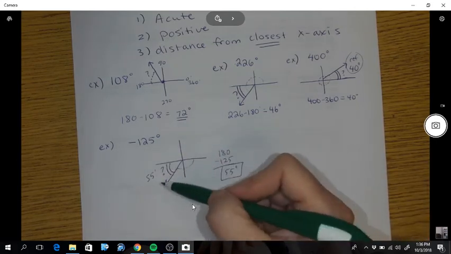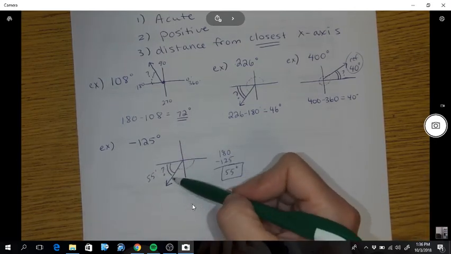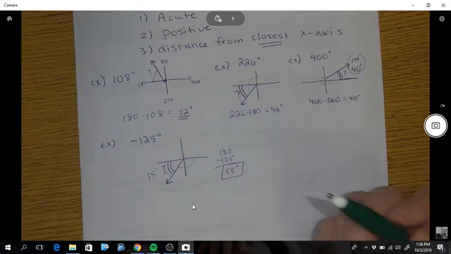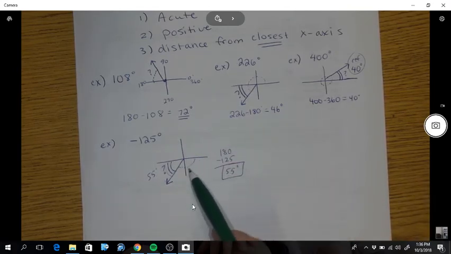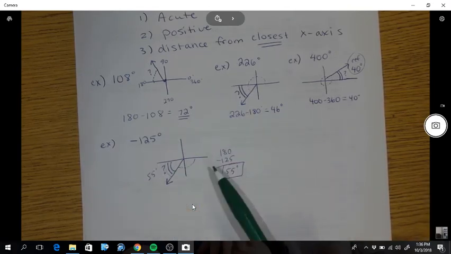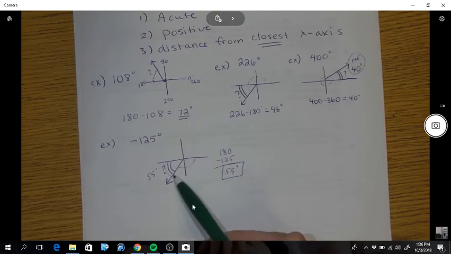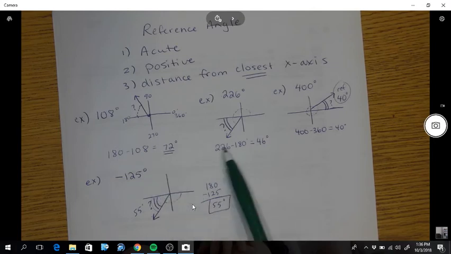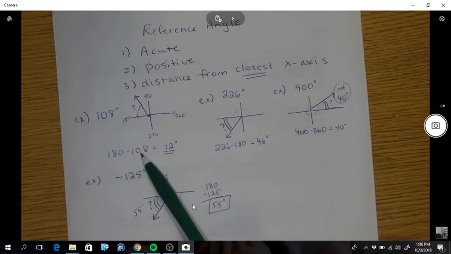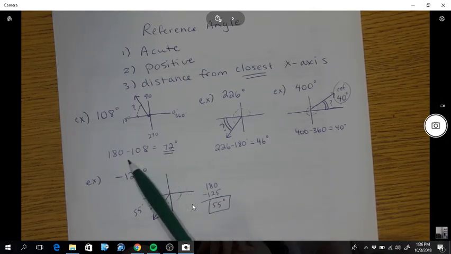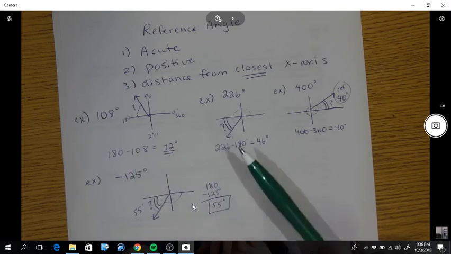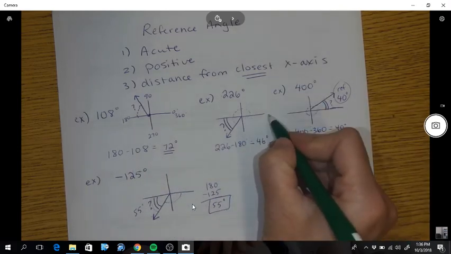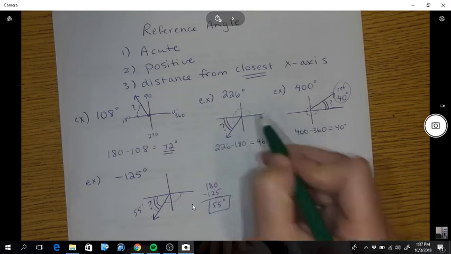Okay, and it is positive, it's acute, and it's the distance to the closest x-axis. So don't consider that negative when doing your calculations. Consider the negative where you draw it. Do you notice that I will never use 90? I will never use a 90 or 270 when doing my calculations. The calculations will always come off of a 0 or 180 line.